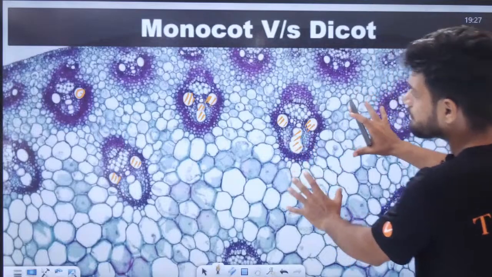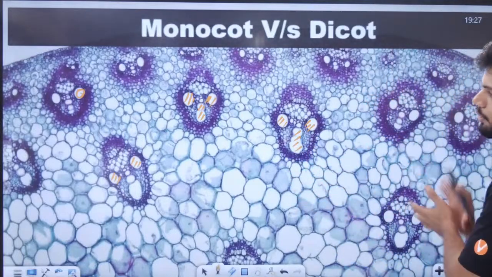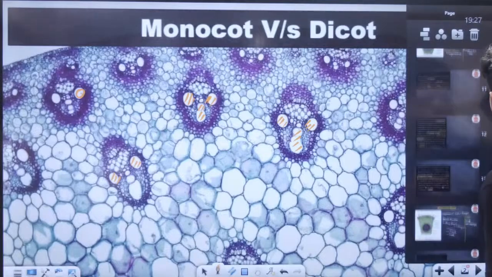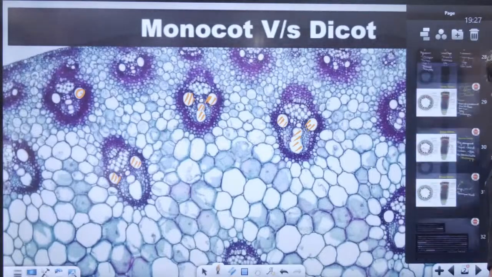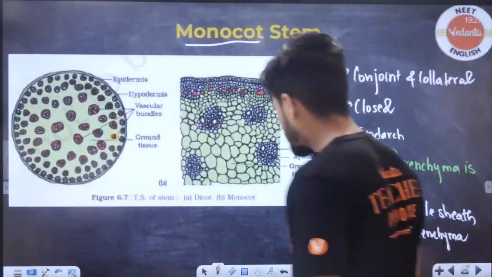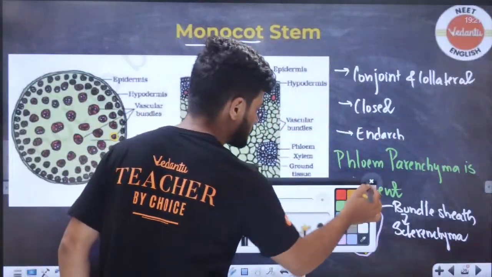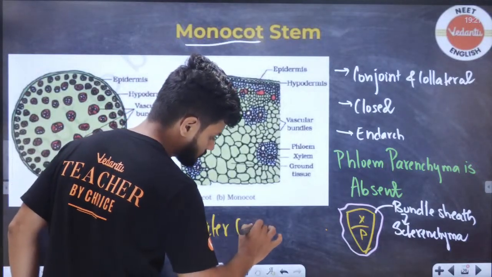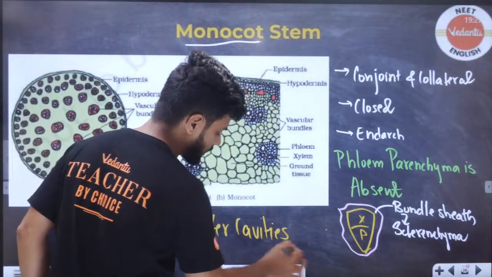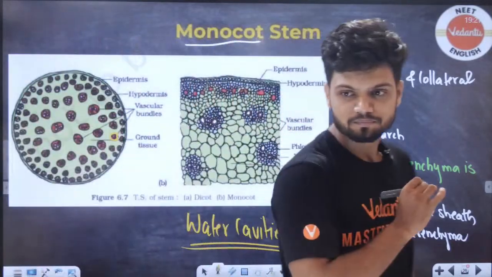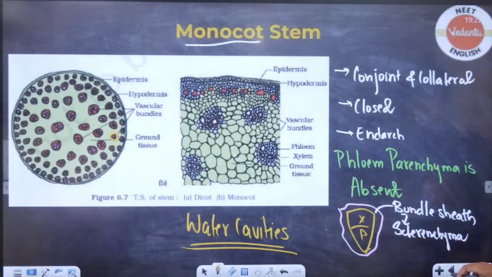And this is how you identify a monocot. When you look at the monocot, it looks like a skull shape. Okay. So the presence of water cavities. What is present? Water cavities are present inside the vascular bundles. Okay. So very interesting.